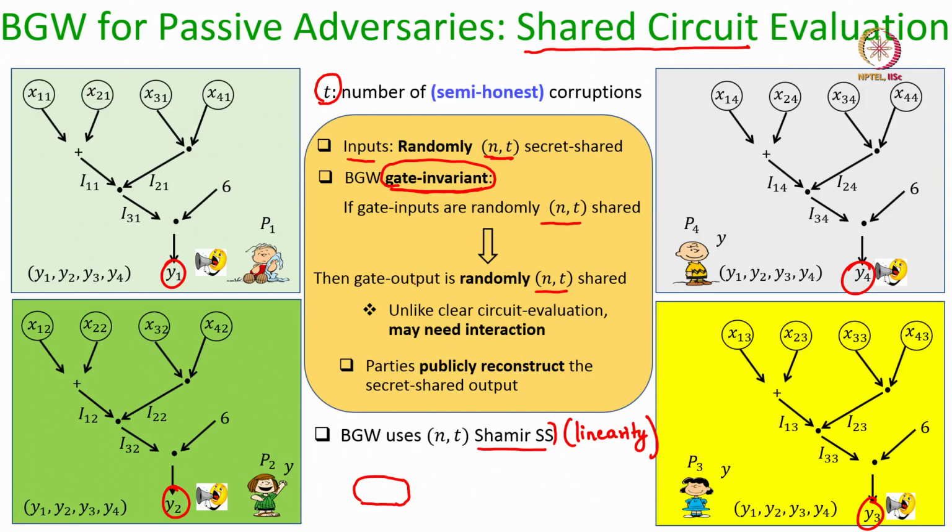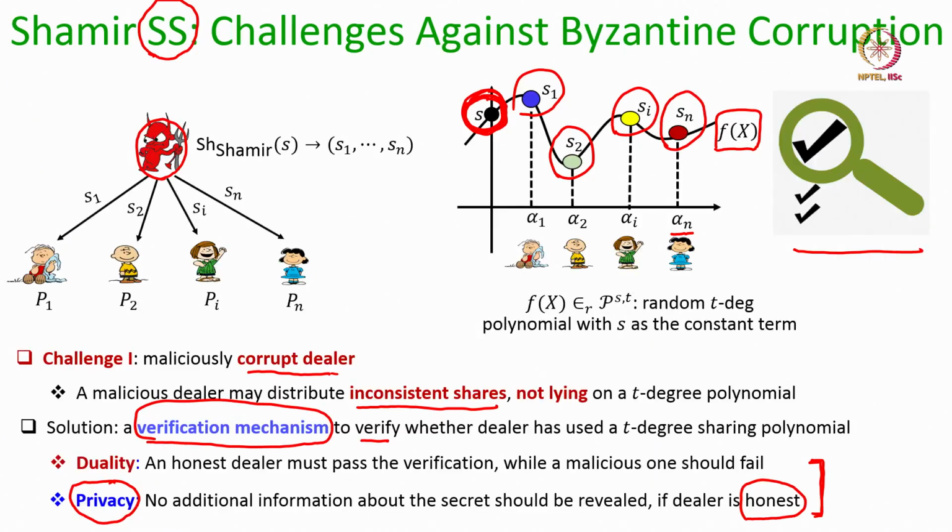But now if we run the Shamir secret sharing scheme in the Byzantine corruption model and say P1 gets corrupt in a Byzantine fashion, then when it is distributing the shares of x1, it can simply distribute a collection of junk shares or inconsistent shares which do not lie on a t degree polynomial. That means this invariant will not be maintained if we try to run the BGW protocol in the malicious model, because the inputs at the first place are not secret shared as per a t out of n Shamir secret sharing scheme instance. So, that is the first challenge which we face when we try to execute the BGW protocol in the Byzantine corruption model.